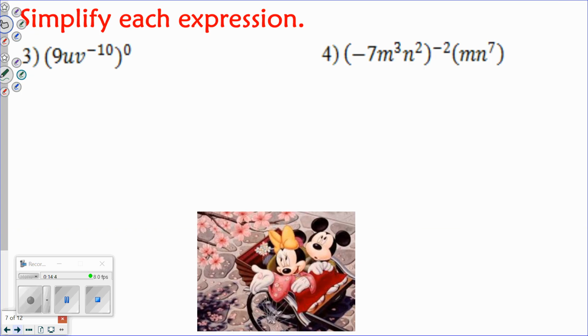All right, number 3. It's just 1. Do I need to distribute that? No, it's this entire thing to the 0 power, which is 1. Just like, remember Donnie? Bye-bye, Donnie. Yes. Any other questions on 3 before we get to her question?